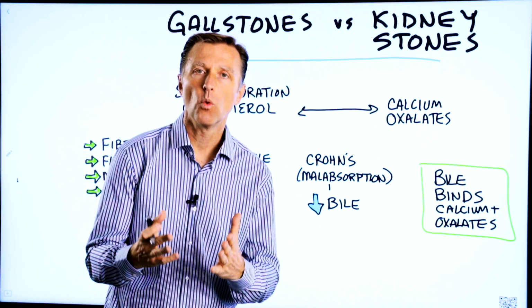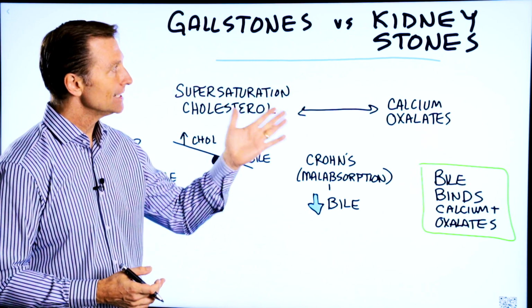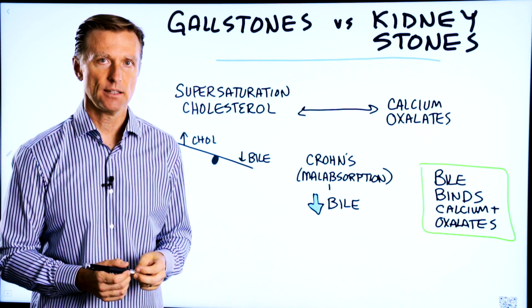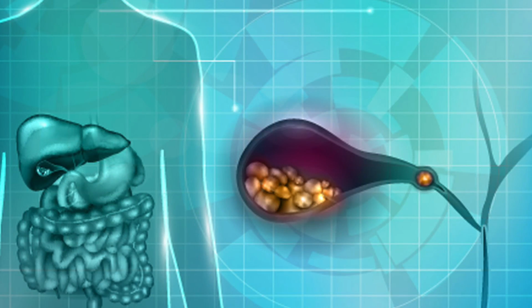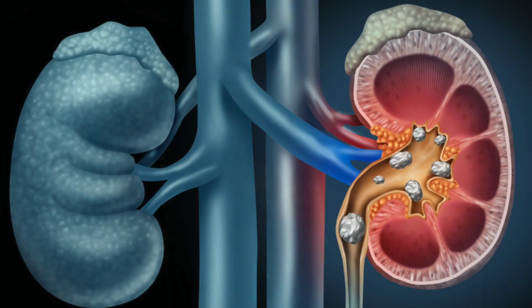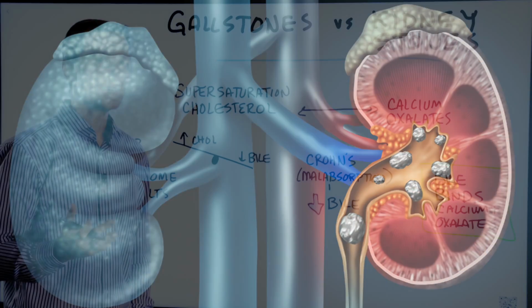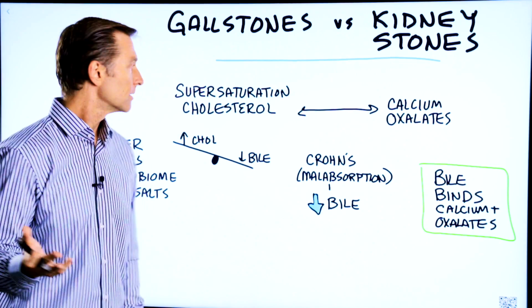So today I want to talk about what gallstones and kidney stones have in common, okay? First of all, a gallstone is a cholesterol stone. A kidney stone is more of a calcium stone. So that's definitely what they don't have in common, okay?